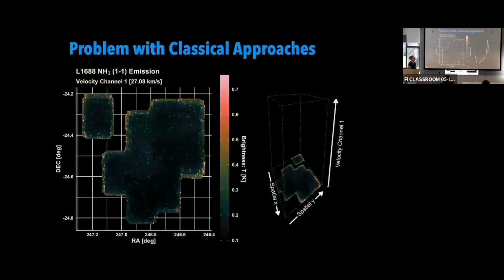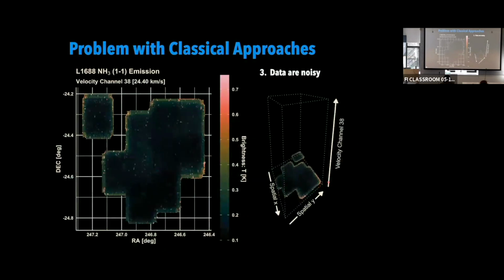The other problem that you don't see from that particular cube is that these data are actually very noisy. And often what we do when we analyze this data is we threshold it and we ignore all the information below, say, 3 sigma. We say, okay, just forget about that. You see there's a huge amount of noise here.